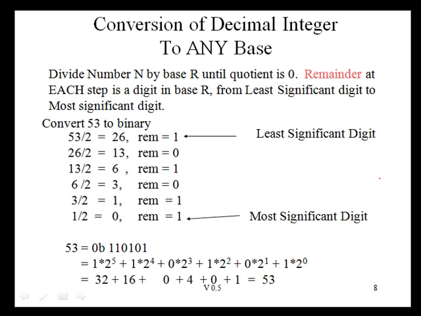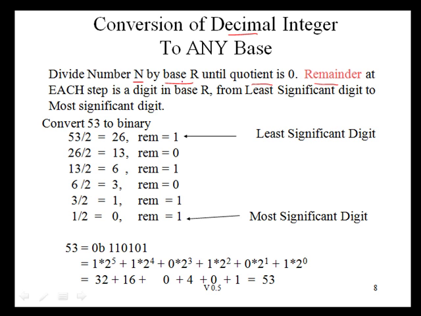Now that we've converted a number from some base to decimal, let's go the opposite direction. Let's convert decimal to some base other than decimal. We're going to use a successive division algorithm. We're just going to take a number n that we want to convert to base R, and we'll successively divide it by base R until we get a quotient of 0.